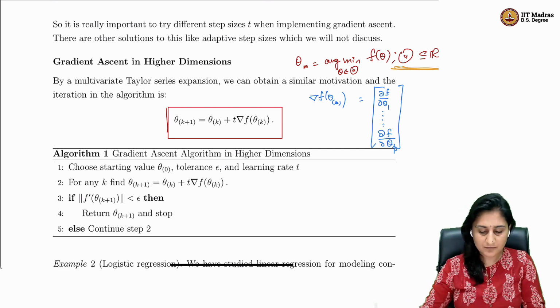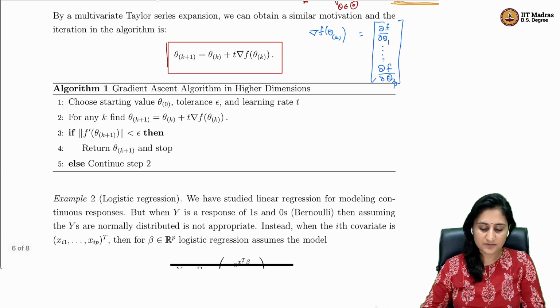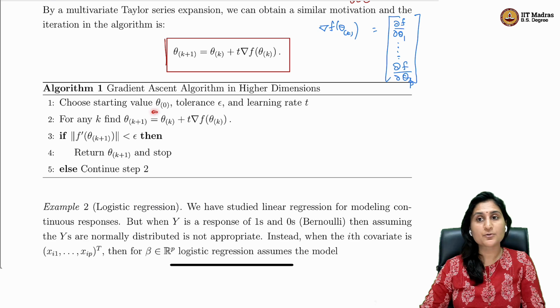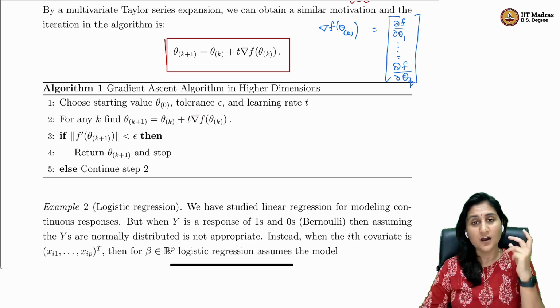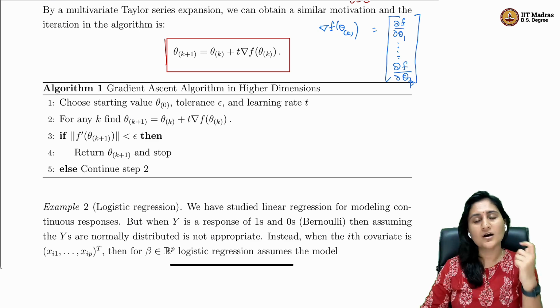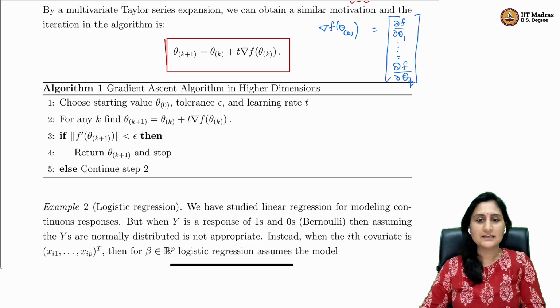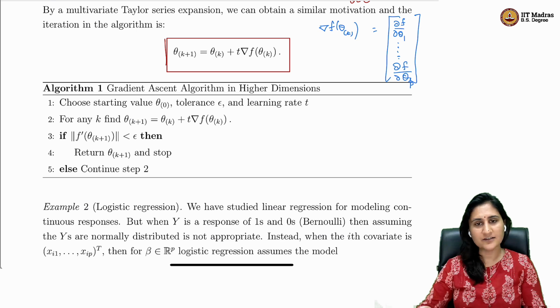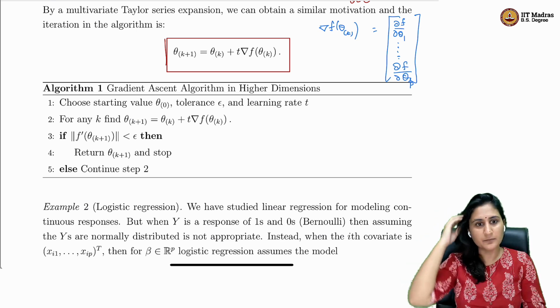But naturally, this is only the iteration update. How do you actually run the algorithm? Well, this is the algorithm. First, as always, you need to choose an appropriate starting value of theta. You also need to choose an appropriate tolerance that's going to help us determine when we have enough closeness to a local optima, local maxima. And then we're going to choose a learning rate t as well. So three choices: theta 0, epsilon tolerance, and the learning rate. Now for any k, theta k plus 1 is equal to theta k plus t times gradient f of theta k. This is our iteration update, which we are now hopefully well familiar with.